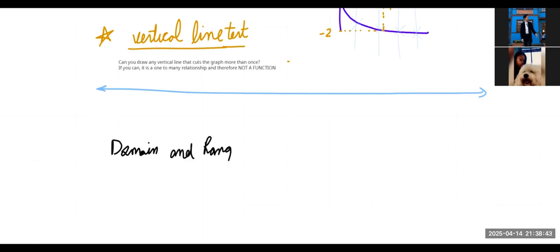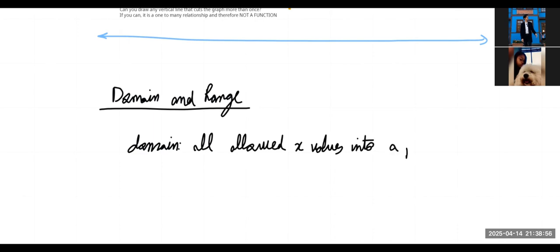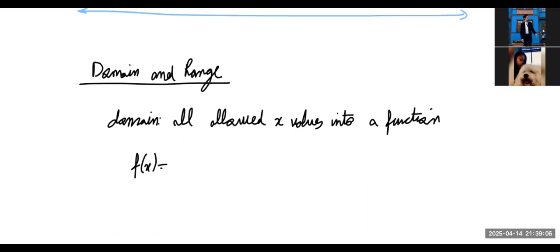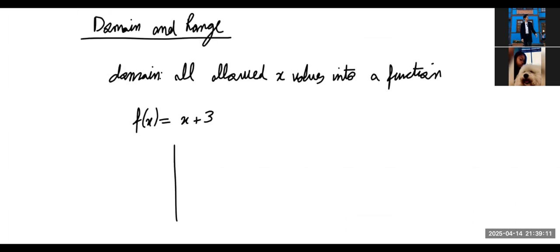Now let's talk about the other missing idea that you don't know about, domain and range. What is domain? Domain is all allowed x values into a function. So all the x values that you can put into a function is called a domain basically. For example, let's say I make a function x plus 3. The graph of this function normally would look like this, just a line that's going upwards, cuts the y-axis at 3, correct?